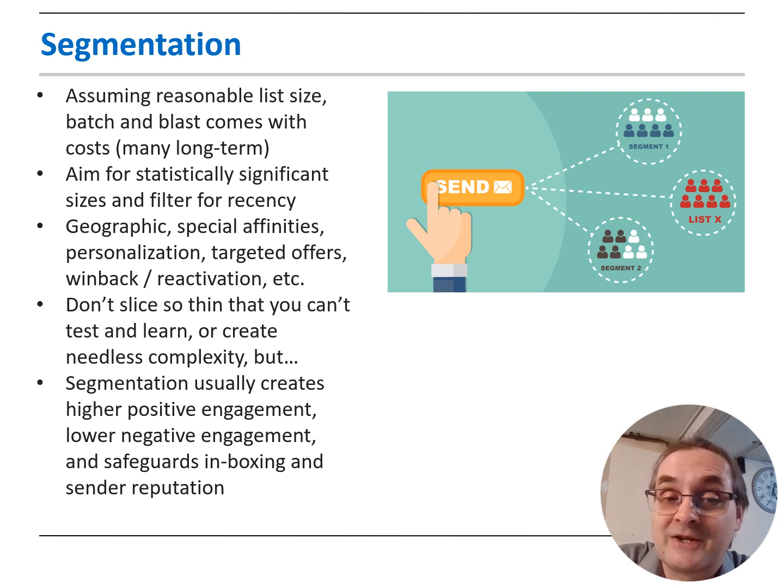Filter for segmentation around geography, around affinities, personalization, targeted offer, win-back reactivation. There are any number of ways to cut this list in ways that are going to benefit your sender reputation and benefit your email program. It creates higher positive engagement. It creates lower negative engagement. It safeguards your inbox.